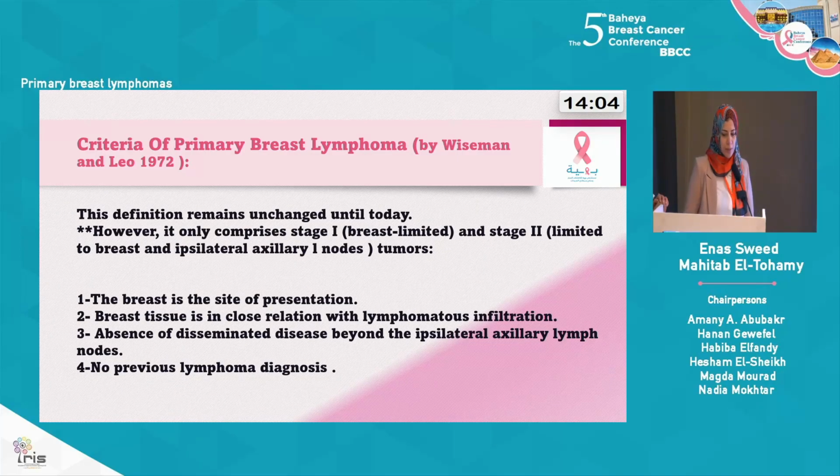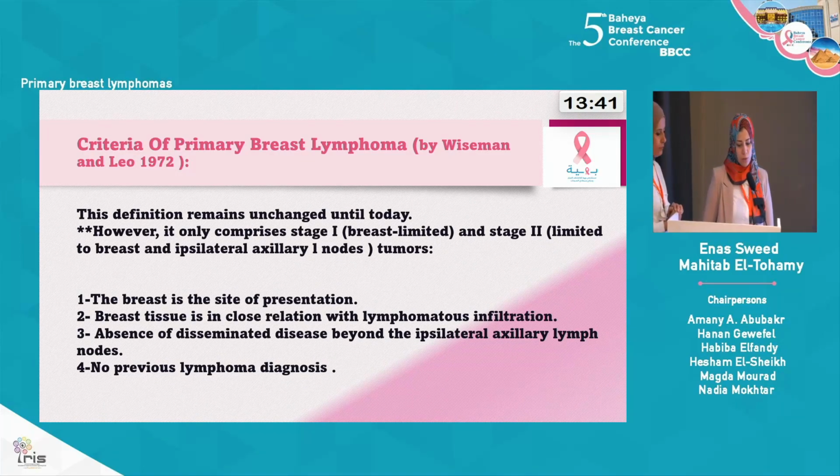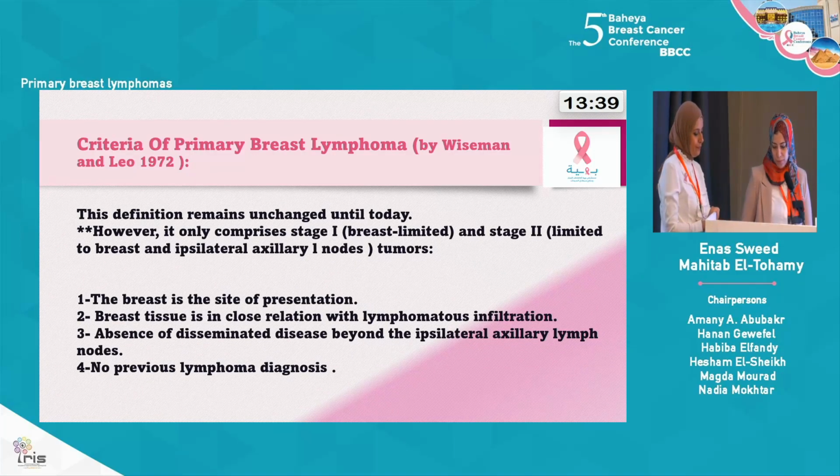The criteria of primary breast lymphoma were first described by Wiseman and Lewis in 1972, and this definition remains unchanged till today. The criteria were: the breast is the site of presentation, the breast tissue is in close relation with the lymphomatous infiltration, the absence of disseminated disease beyond the ipsilateral axillary nodes, and the absence of a previous lymphoma diagnosis.